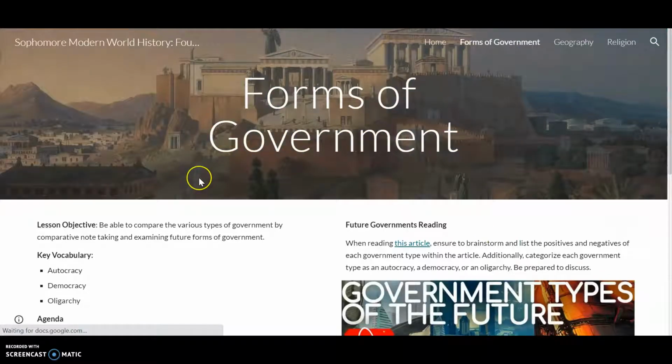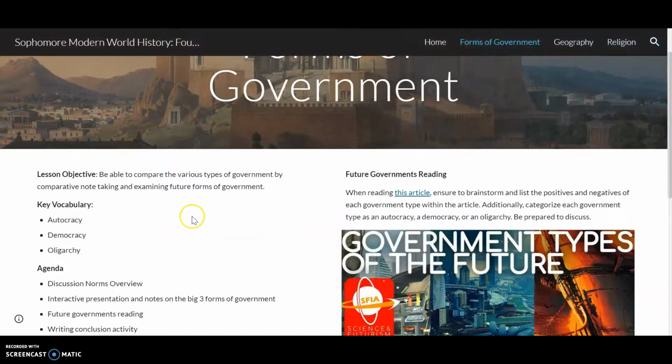But overall, I'll show you a brief layout of what a lesson page looks like, and then I'll show you lesson one in this video. So this is the forms of government. We actually just wrapped this up this week. Today was our last day doing it. The lesson objective was comparing various types of governments by taking comparative notes and examining future forms of government.